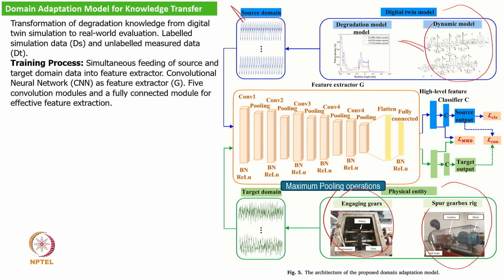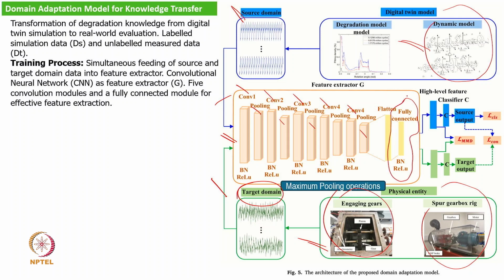And as I mentioned, whatever we predict from a digital model will be the source domain. Whatever we predict from a physical system will be the target domain. And then this target domain and source domain data are provided to the CNN. They have used a CNN in this case. In the CNN, you can see the convolution layer, pooling layer, convolution layer, pooling layer, convolution, pooling, convolution, pooling, and after that the fully connected layer is coming.